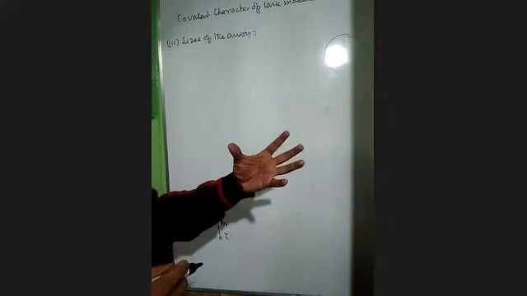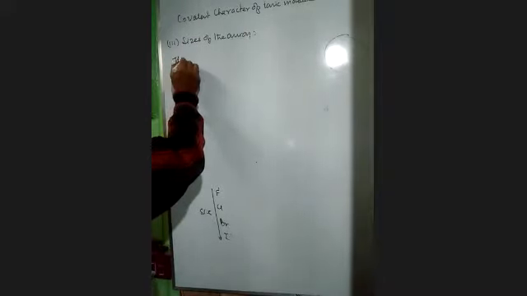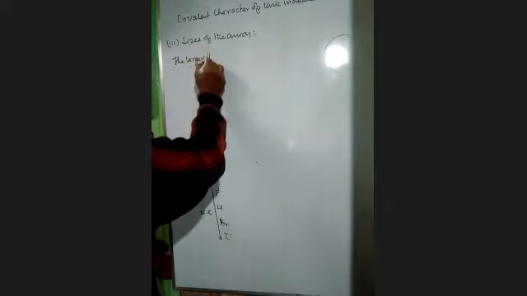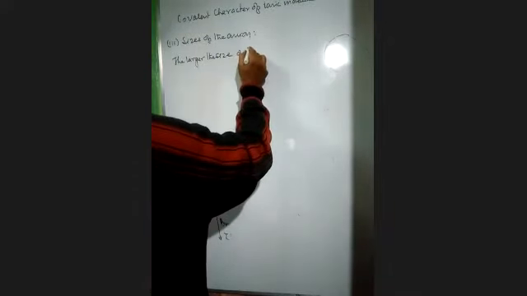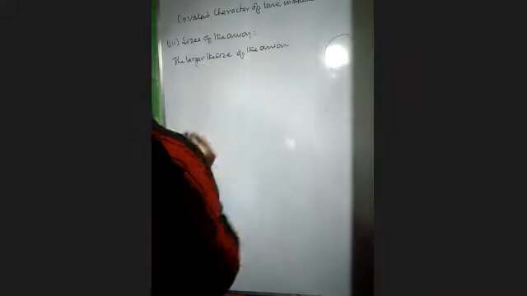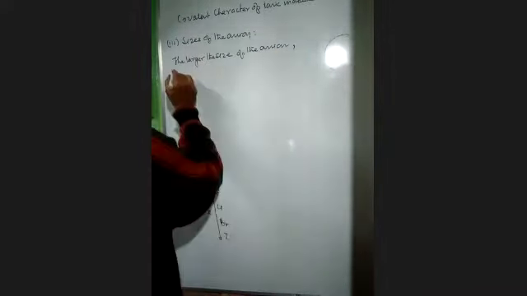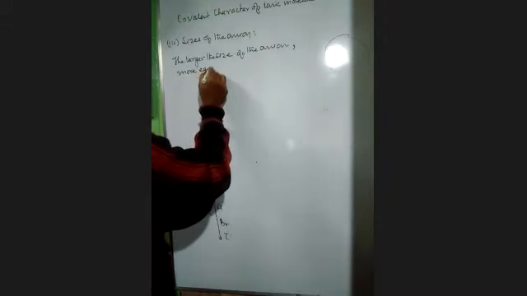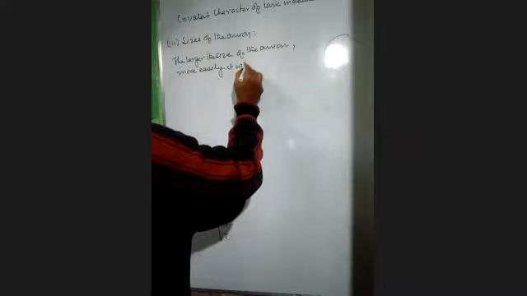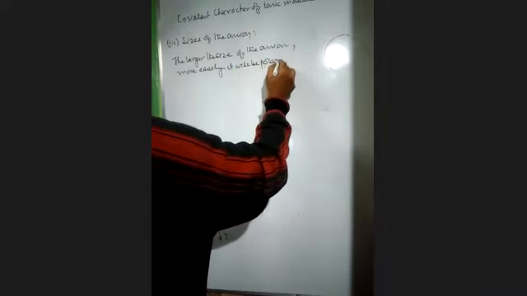See, when n becomes larger and larger, then distortion is more. So the larger the size of the anion, the more easily it will be polarized by the cation.